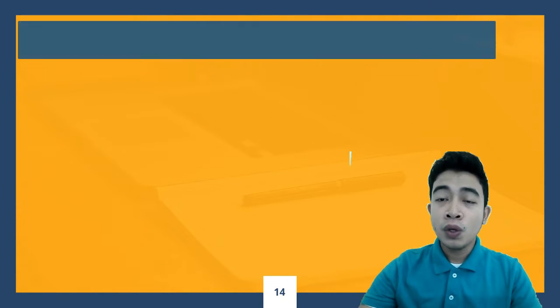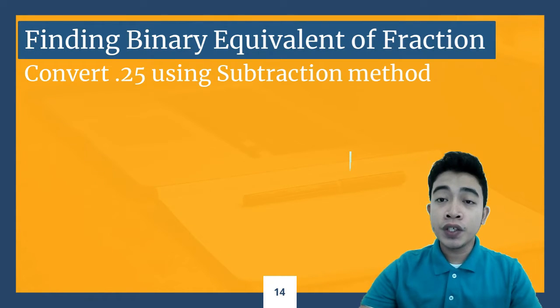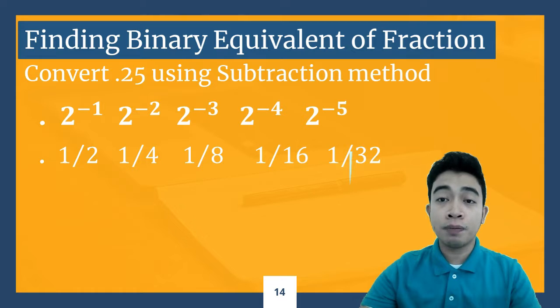Another method, we can convert the 0.25 using the subtraction method. First, we need to write the positional powers of 2 and column values for the fractional part.